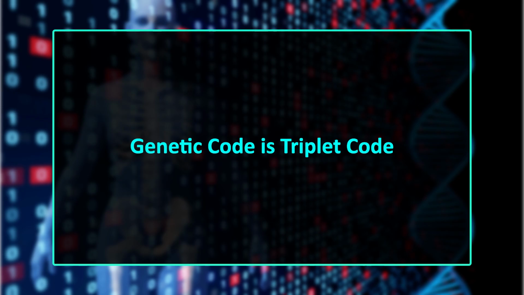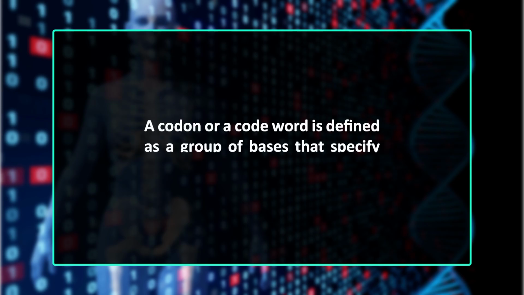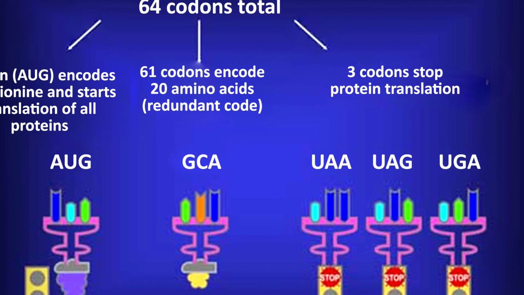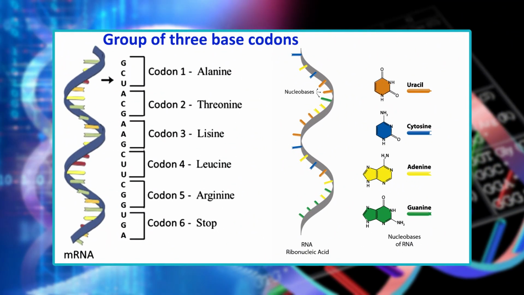The genetic code is a triplet code. A codon or a code word is defined as a group of bases that specify an amino acid. There is strong evidence which proves that a sequence of 3 nucleotides codes for an amino acid in the protein. That is, the code is triplet. The 4 bases of nucleotide, that is adenine, guanine, cytosine and uracil, are used to produce 3 base codons.